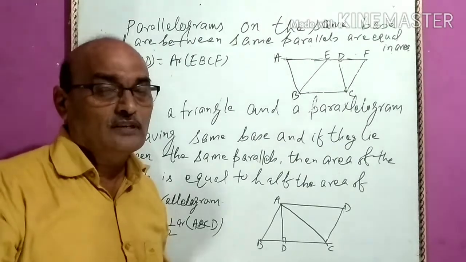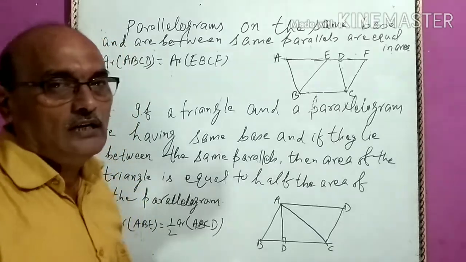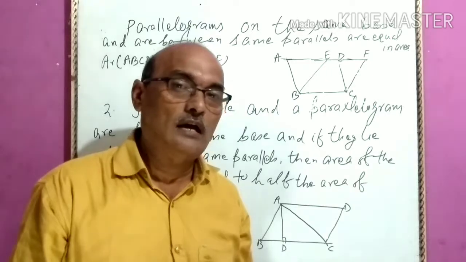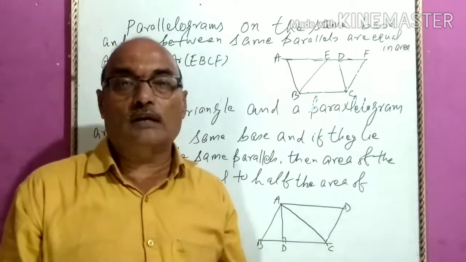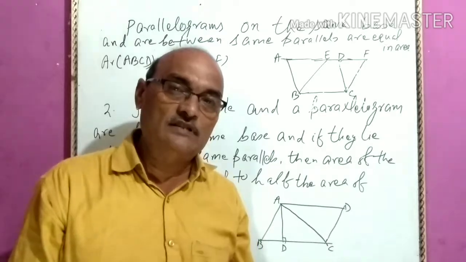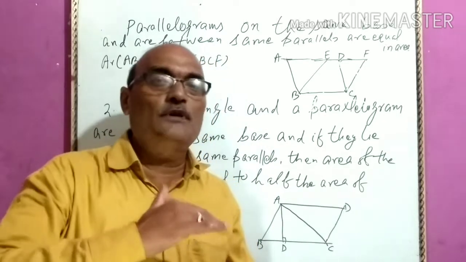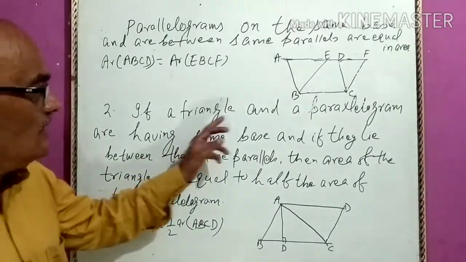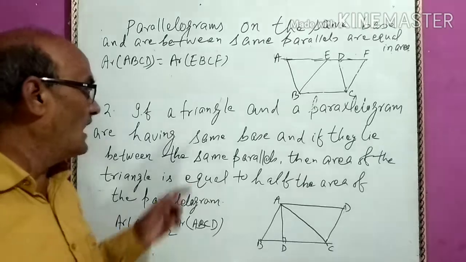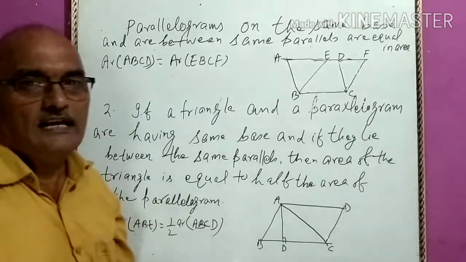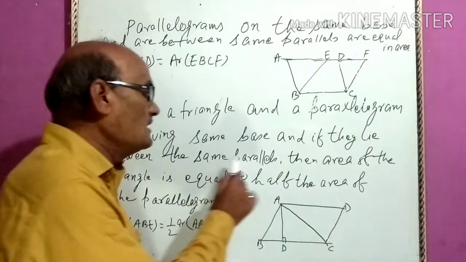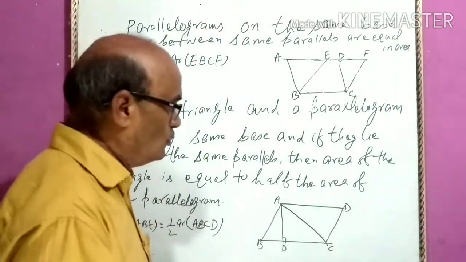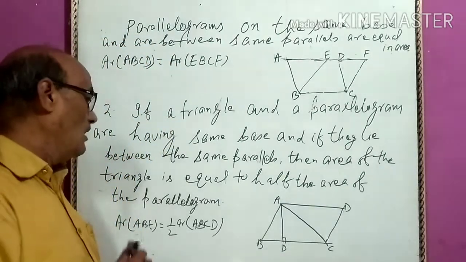I will also show, which is very important, a result related to the area of a triangle and the area of a parallelogram when they have the same base and lie between the same parallels. If a triangle and a parallelogram have the same base and lie between the same parallels, then the area of the triangle is equal to half of the area of the parallelogram.